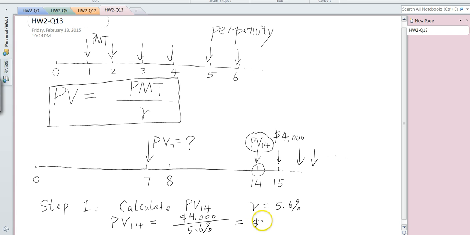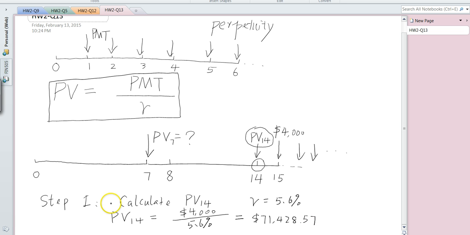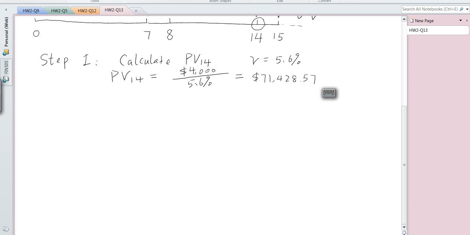So 71,428.57. But remember, we are only getting this present value in terms of year 14. We're not done yet. We still need our second step, which is to figure out the present value in terms of year 7. Calculate present value in terms of year 7.